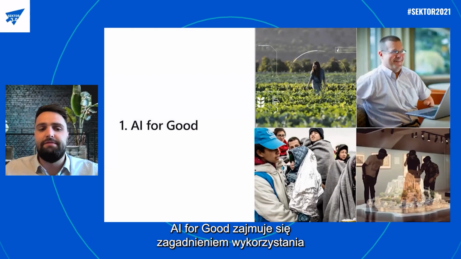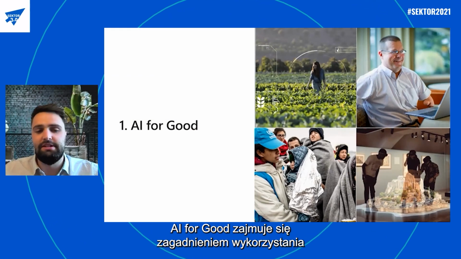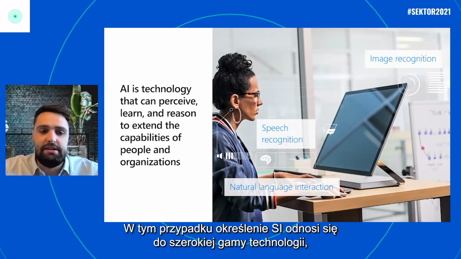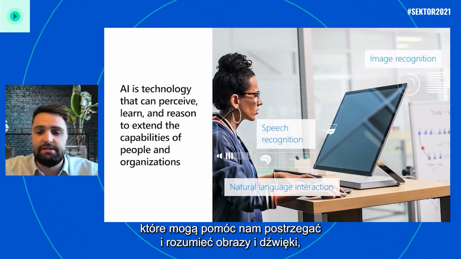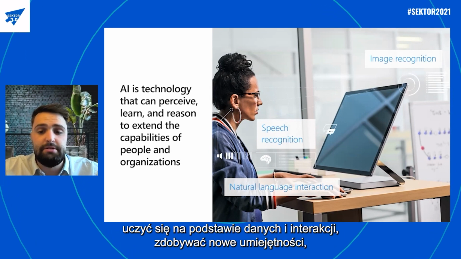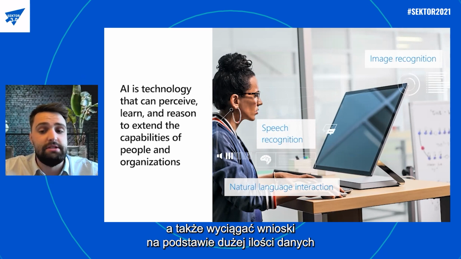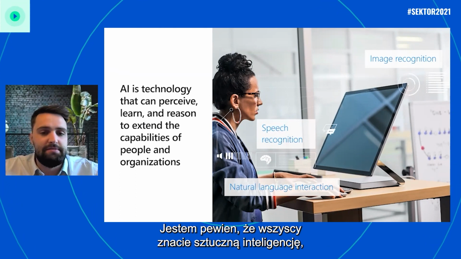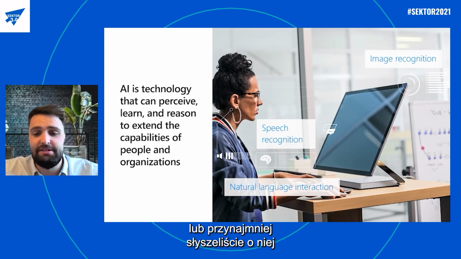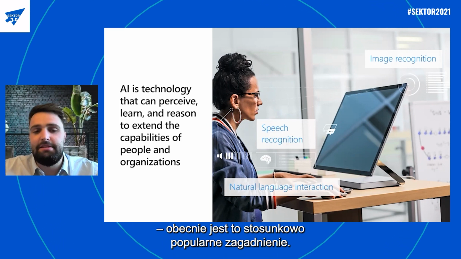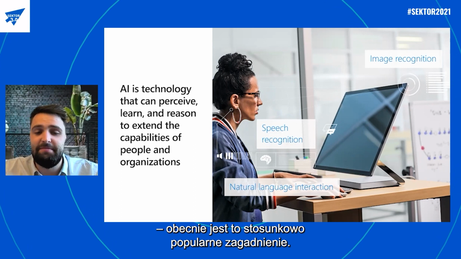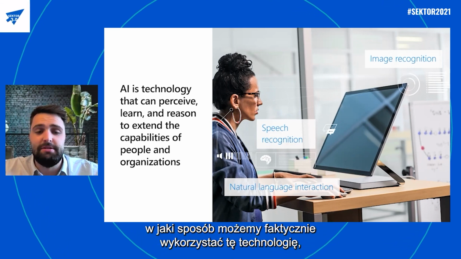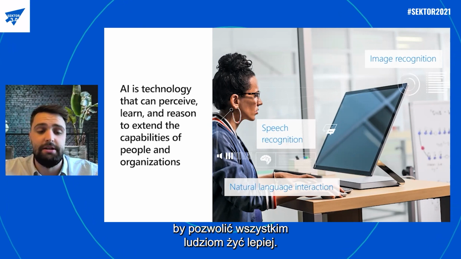So here is AI for Good: how do we use artificial intelligence for good purposes? AI refers to a broad range of technologies that can help us perceive images and sounds and understand them, learn from these inputs and interactions and get better over time, and reason over large amounts of data to identify patterns. I'm sure that you are all familiar with artificial intelligence, or at least have heard about it. It is a really hot topic, but also something where we have to think about ethics and how we can actually use and leverage AI to empower every human as much as possible to do more and do better.